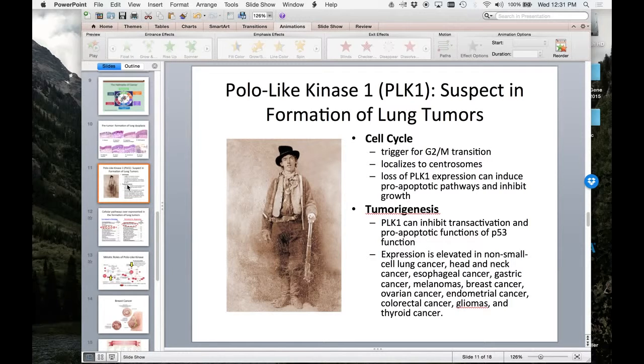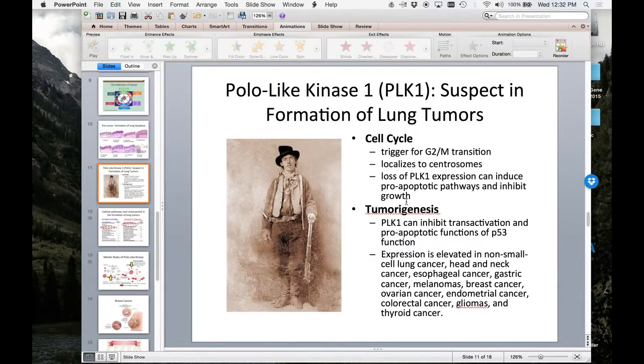So here's why I'm presenting this data to you: I want to give you an example of what I want you to present. Okay? You know what? Can we do it like a group? We'll see. Okay. So this is polo-like kinase 1. This is my suspect that I found that was important in the development of lung tumors.